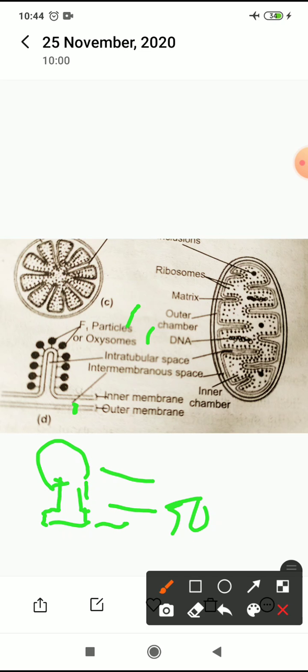During cell respiration, the organic substance is oxidized to carbon dioxide and water in presence of oxygen. And while doing this process, ATPs are generated.